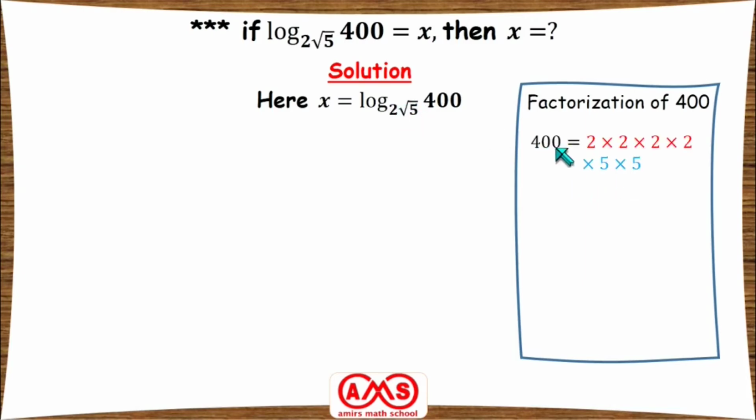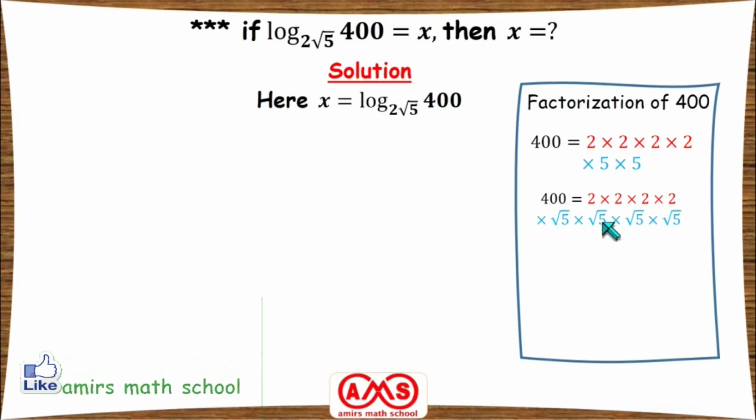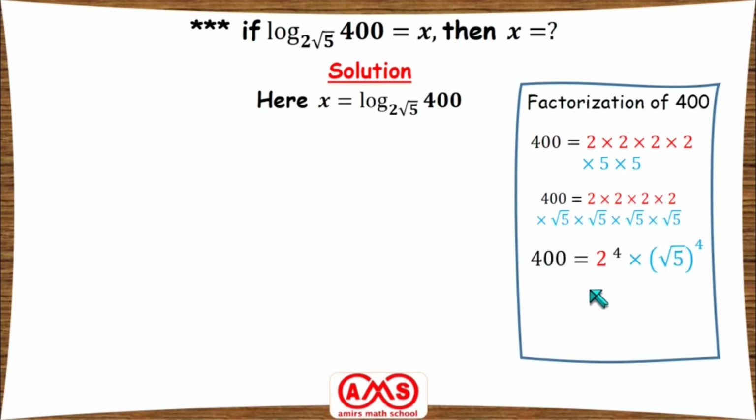After factorizing 400 we get 4 times 2 and 2 times 5, and we know every number is the multiplication of 2 square roots of that number. So for 5 we can write square root of 5 times square root of 5. So we can write 400 as 2 times 2 times 2 times 2, multiplied with square root of 5 multiplied 4 times. So we can write 400 equal to 2 to the power 4 times square root of 5 to the power 4. Substitute the value of 400 equal to 2 root 5 to the power 4.